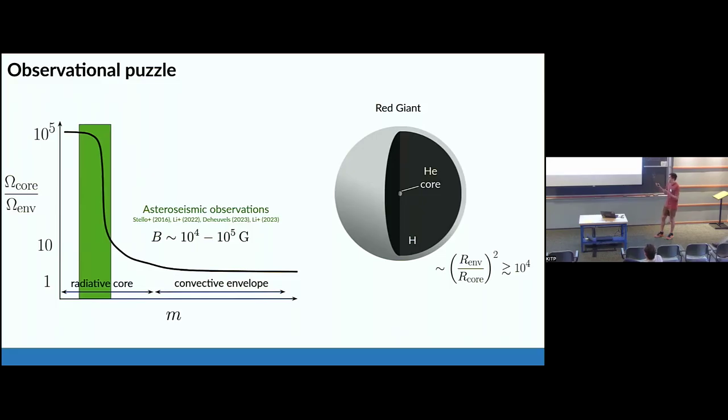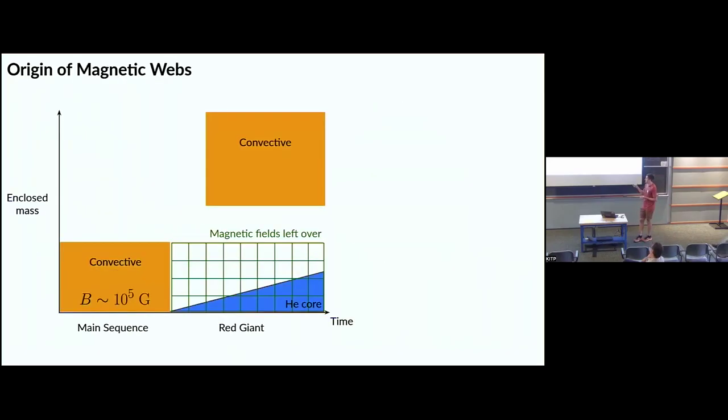I think magnetic webs are a natural solution. And the idea is as follows. These webs, these magnetic fields, are expected in these stars in the core regions because, as I mentioned, on the main sequence, this is a plot of the enclosed mass on the y-axis, the core is down here, and then time on the x-axis.